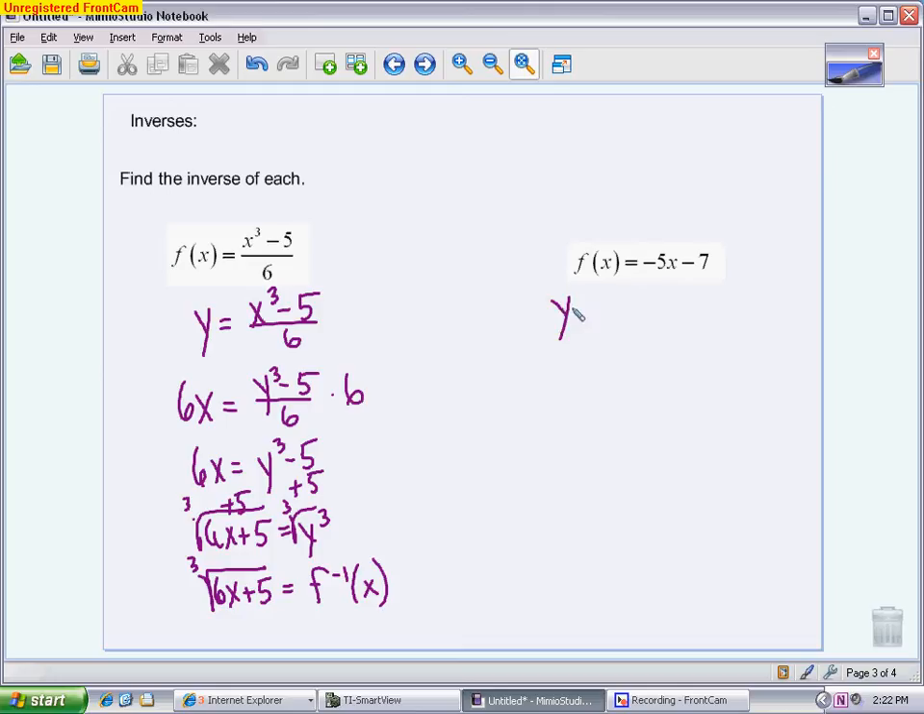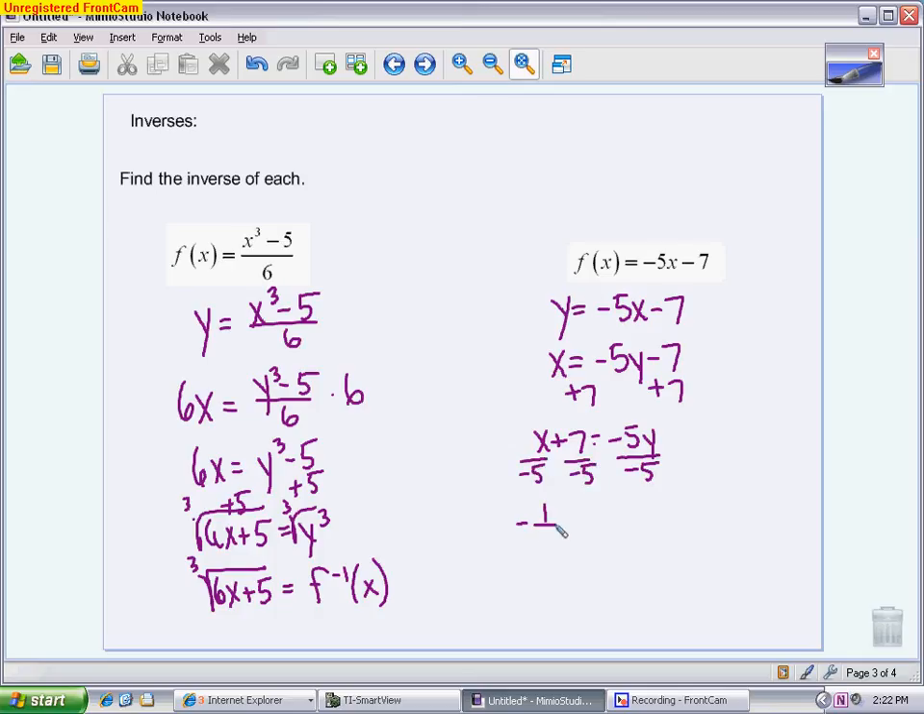So we're going to start off by writing it as y equals -5x minus 7. And then turn around and switch the variables. So x equals -5y minus 7. Get y by itself. So we're going to add 7 to both sides. So x plus 7 equals -5y. And then finally divide everything by -5. Try to get in the habit of doing it individually. So you get -1/5 x, or -x over 5, however you want to write it, minus 7/5 equals the inverse function.